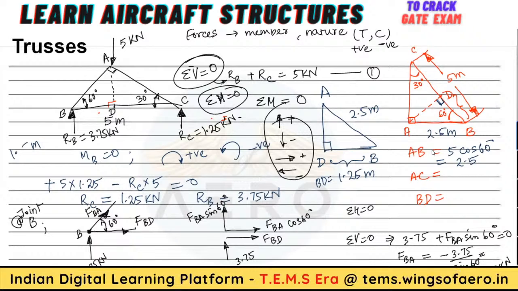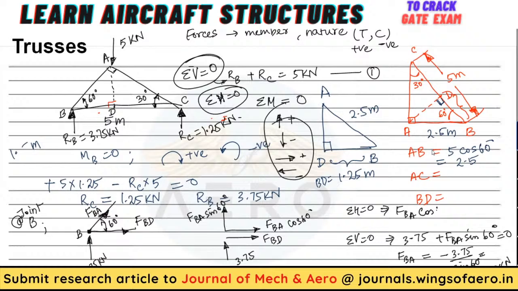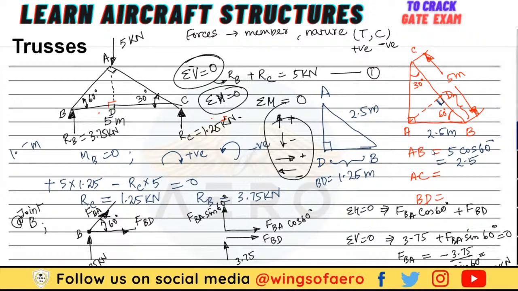Now, if you know F of BA, you can take the summation of horizontal forces. Now, what will that be? F of BA cos 60 plus again F of BD equal to 0. Now, from here you can find out F of BD.